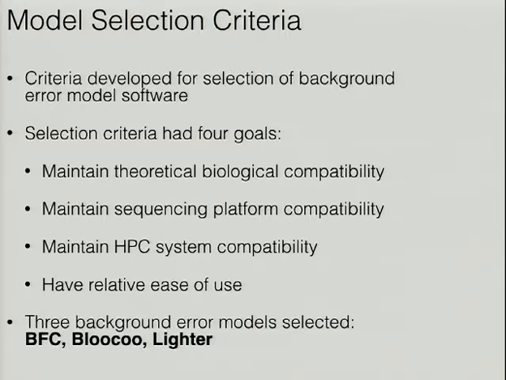So taking this criteria, we evaluated 61 background error models, and from there it landed on 5: Bluecoo, BFC, Lighter, Basehammer, and Quorum. Of these 5, the only 3 we were actually able to implement were BFC, Bluecoo, and Lighter. Coincidentally, these error models actually all use the same error correction approach known as the k-mer spectrum approach. So next I'll go into how that approach works and then tell you a bit about how these error models take that approach but also add their own unique flavor to it.